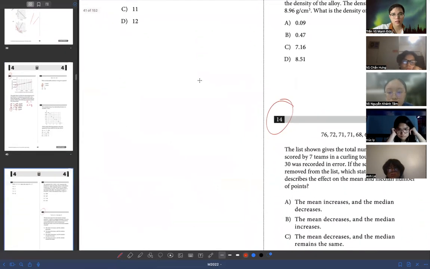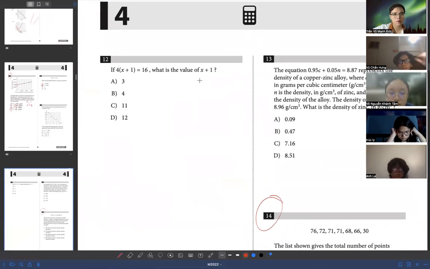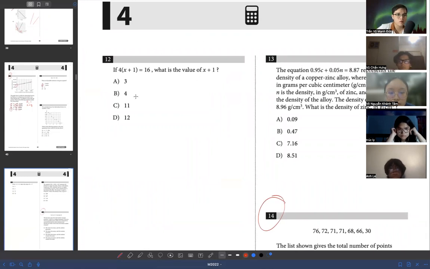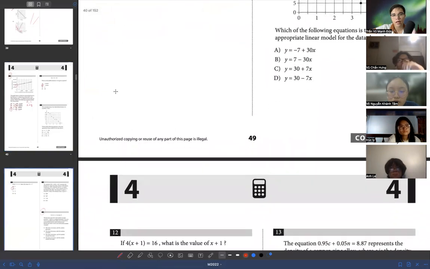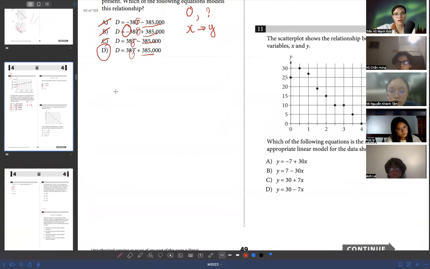11 and 12. 12 is quite easy. 16, 4, it's 4. Circle it already. 11 and 13. Can you do it for me, Anne?